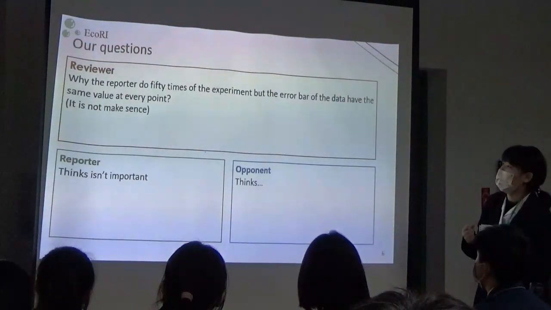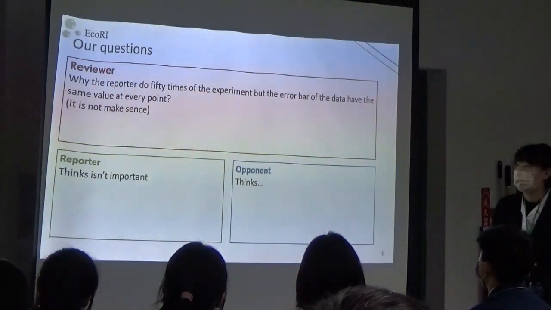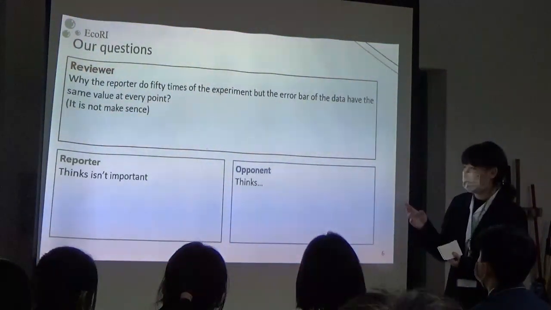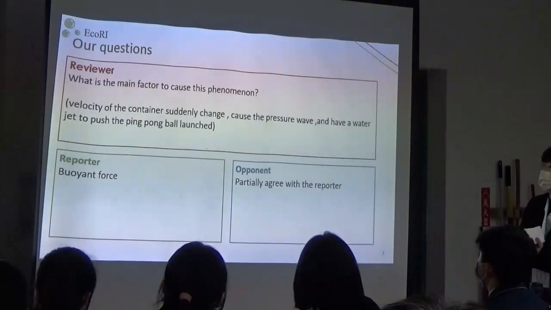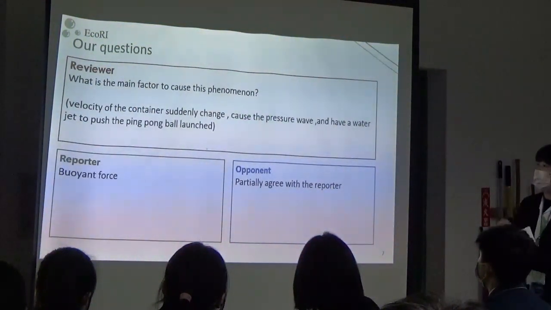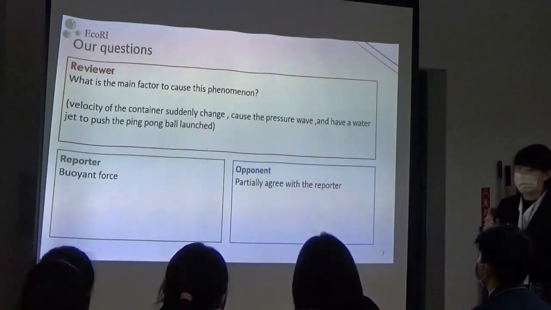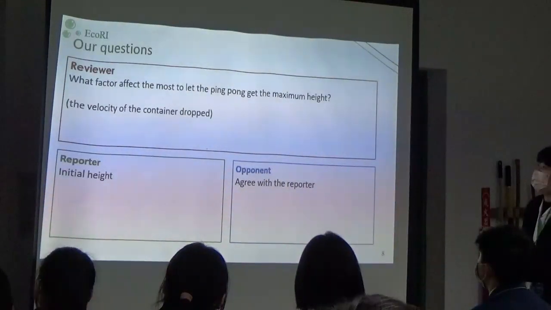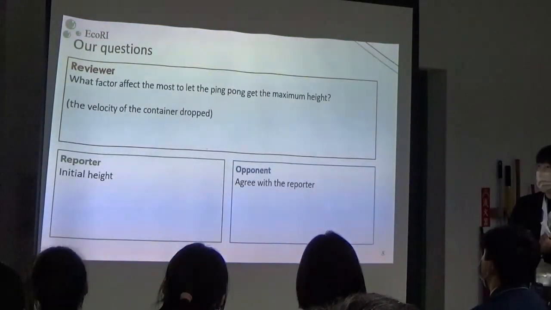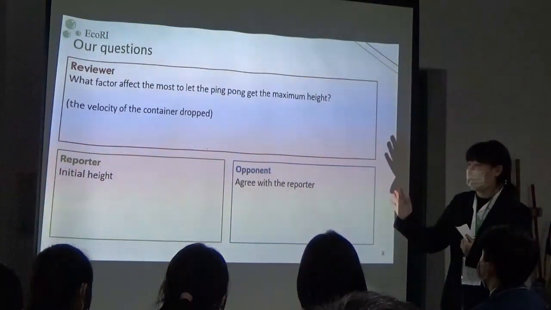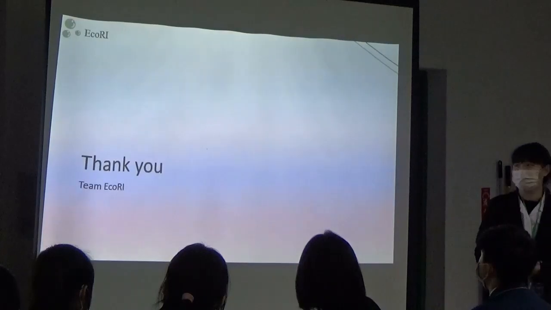And this is a question I asked: why the reporter used 50 repetitions of the experiment, but the error bar of the data has the same value at every point. The reporter thinks it isn't important. And then I asked why the data change causes the phenomenon. I think the velocity of the container changes and will cause a pressure change and create a water jet to push the ping pong ball up. And the reporter thinks this is true, and the opponent partially agrees with the reporter. And the next question is, I asked what factor affects the most that the ping pong ball gets the maximum height. I think the velocity of the container drop, and the reporter answered the initial height, and the opponent is agreeing with the reporter. And thank you.